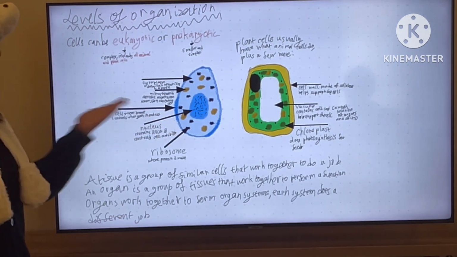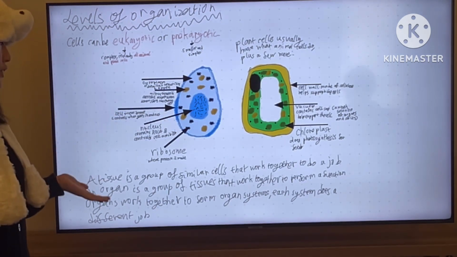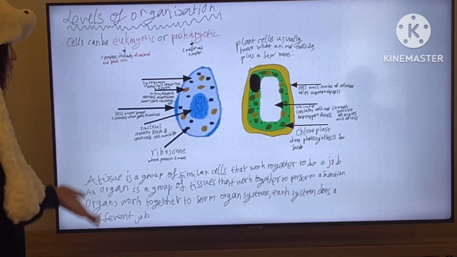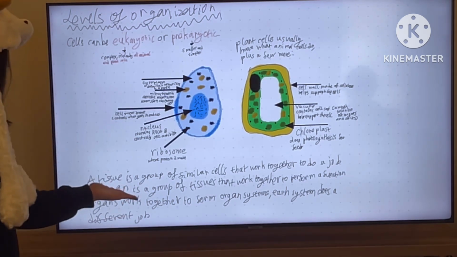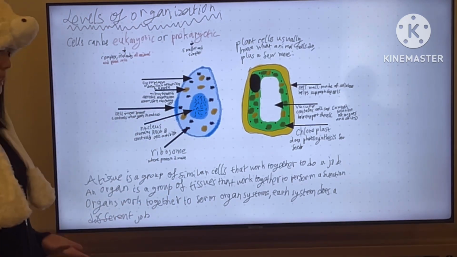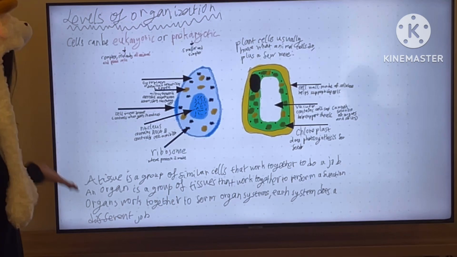A lot of cells that work together to do a job is called a tissue. A lot of tissues that do a job together is called an organ. A lot of organs that work together to perform a specific function is called an organ system.